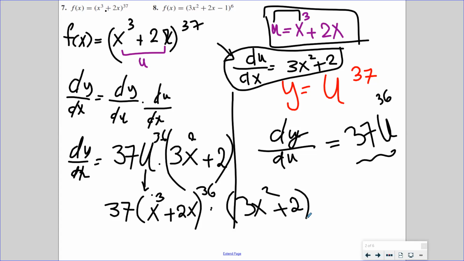Is it clear? Yes, teacher. We will solve more examples, but this is the main idea. I will solve now number 8.